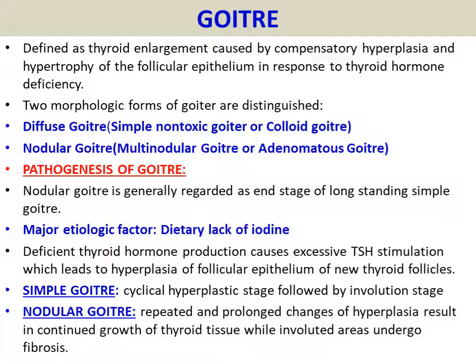Then pathogenesis of goiter. Nodular goiter is generally regarded as the end stage of long-standing simple goiter. The major etiologic factor for goiter is dietary lack of iodine. Deficient thyroid hormone production causes excessive thyroid stimulating hormone stimulation, which leads to hyperplasia of the follicular epithelium and new thyroid follicles. In simple goiter, there is a cyclic hyperplastic stage followed by an involution stage. In nodular goiter, repeated and prolonged hyperplasia results in continued growth of thyroid tissue, while involuted areas undergo fibrosis. So fibrosis takes place in nodular goiter, but not in simple goiter, which goes only up to the involution stage.